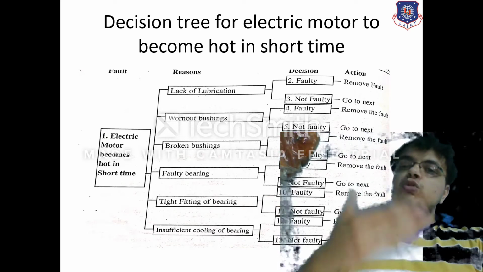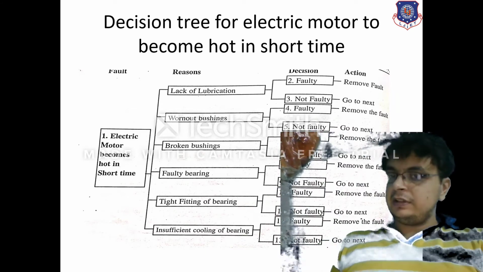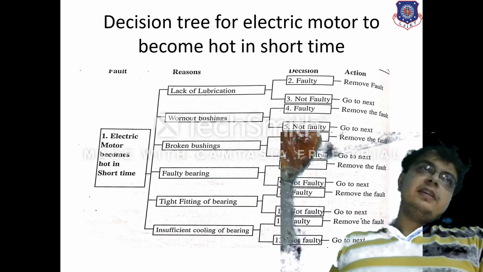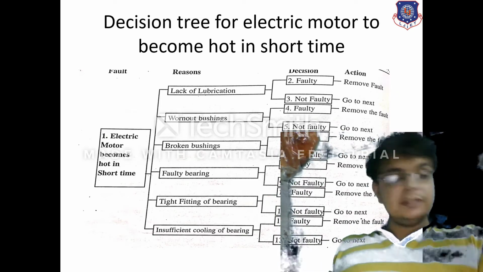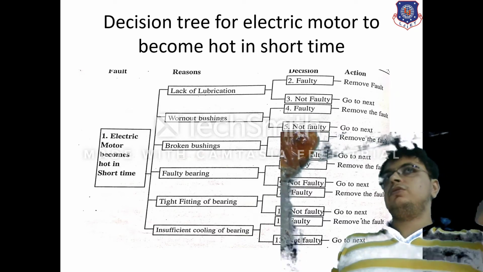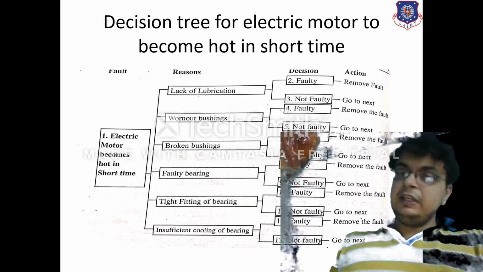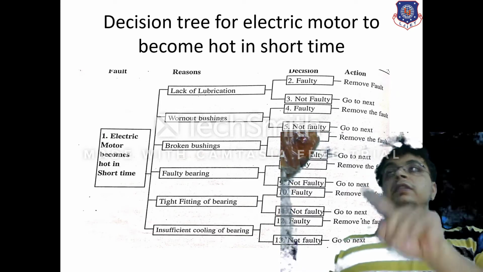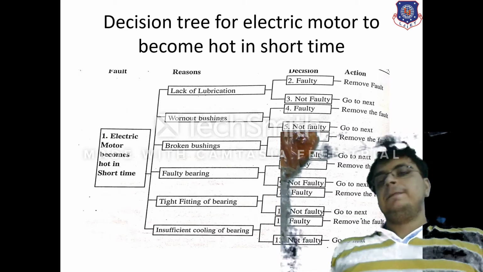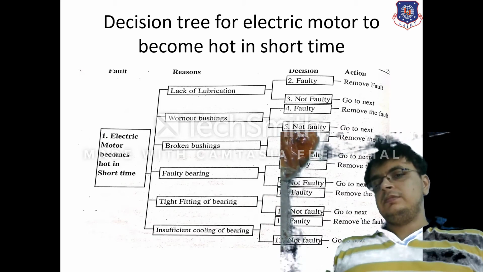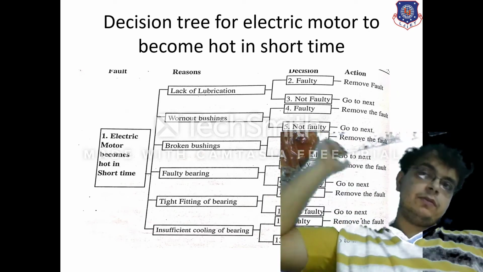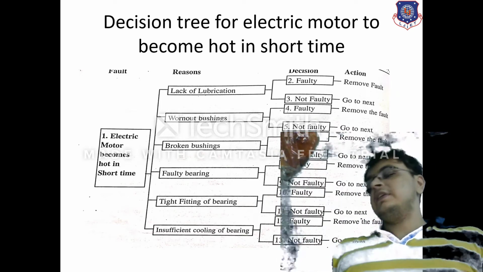So yes, all the reasons should be checked for faultiness and non-faultiness. Ultimately we have to take the decision. If the reason is not faulty, then we have to go to the next reason and find its solution, or we take the decision. But if the reason is faulty, then the first priority is to remove the fault. Otherwise, we have to find a solution. So that should be done for all the reasons. It should be checked for faulty and non-faulty, and accordingly the action should be taken.